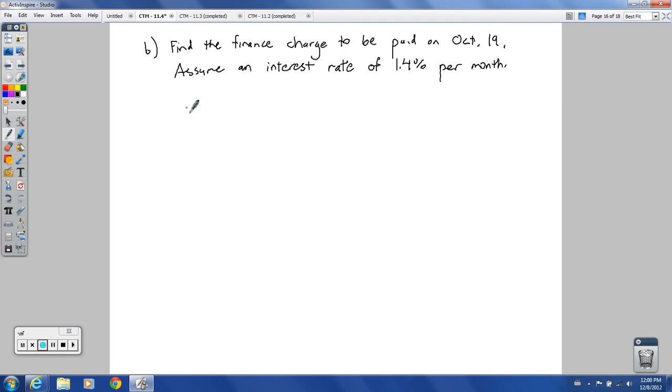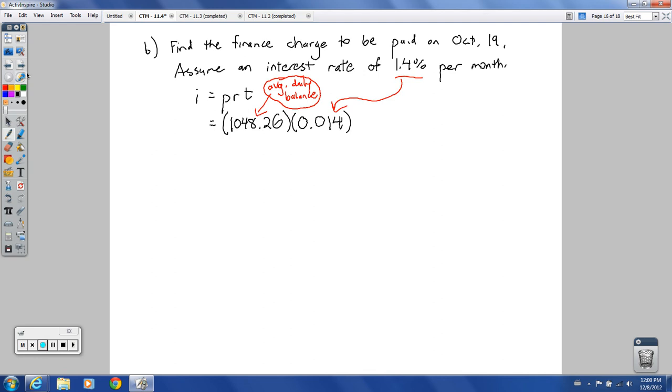And so at this point, interest for the charge cards, we're going to use the I = PRT equation. We're going to plug in the principal is the 1,048.26. Different color, let's use that here. This is the average daily balance. That's our principal for the purposes of this question. Average daily balance. You're going to be multiplying that by 0.014. That's coming from the rate per month here, so that's the note we'll make there.